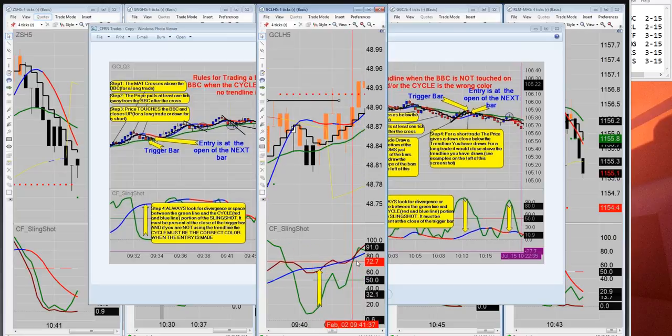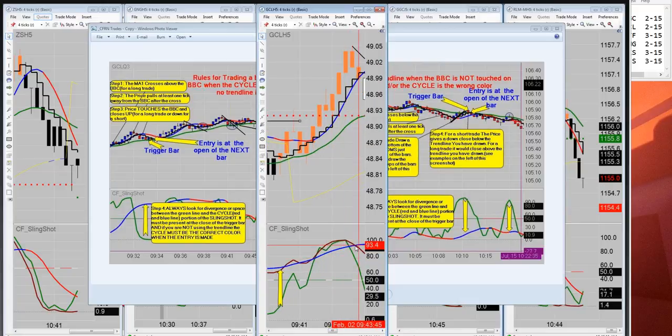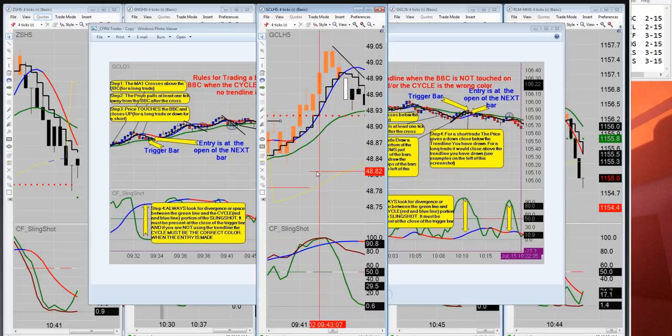Because when the green line gets into the cycle like this, you anticipate that it's going to pull back and do it all over again. And here it is doing it all over again.